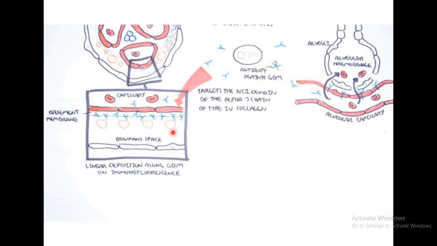If this anti-GBM autoantibody affects only the kidney, we call it anti-GBM disease. If it affects the lungs, that is, the autoantibodies are directed against the basement membrane in the alveoli, then there will be damage to the alveoli, leading to leakage of RBCs into the alveoli and causing alveolar hemorrhage. This is called Goodpasture syndrome, where both the kidney and the lungs are affected.